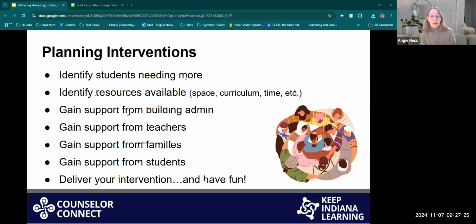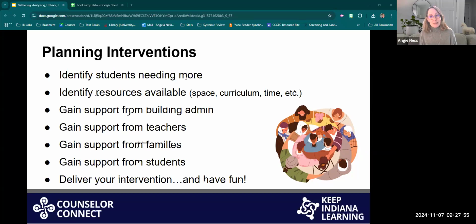I also had to get support from my building admin. So of course, making sure that they clear the way for me, gain support from teachers, because I want them to let their students out of their classrooms to do this work with me. And by doing that, I have to let them know what's in it for them, right? You're having these behavior issues in your classroom. Let me have this group of kids during your class period time, and I will work on making those behaviors decrease. And then, of course, you have to gain support from families.